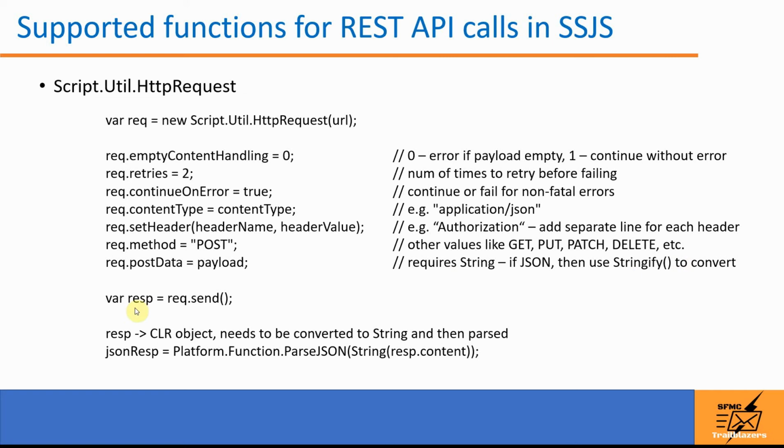Okay, and then you do the request.send, which is the function that you need to invoke in order to send the request. You will get the response back as a CLR object. Now it's a special type of object, and you cannot directly interact with it unless you convert it to a string. So you have to convert that response to a string, and then you can parse it using the parse.json function. The node that we have to look for is the response.content, and then you can change that to string, and then use parse.json for processing.